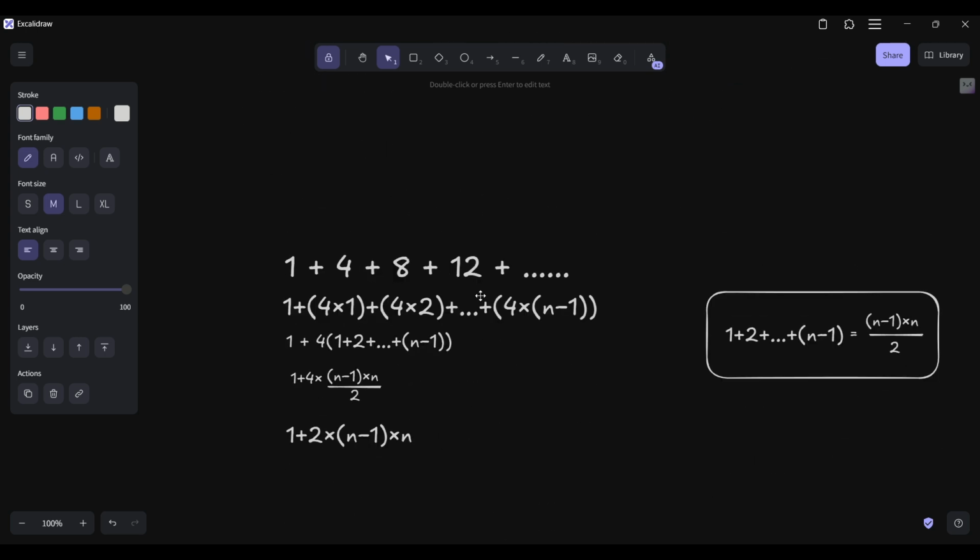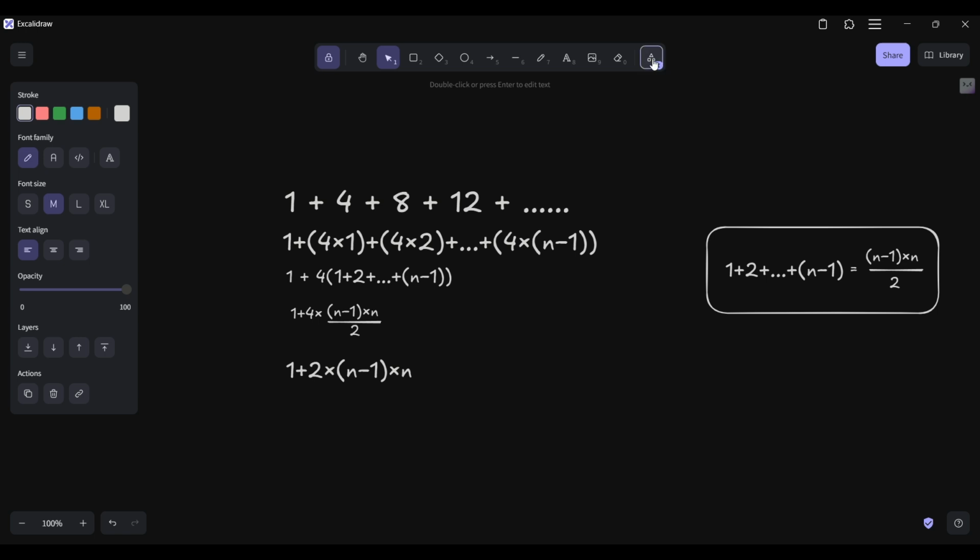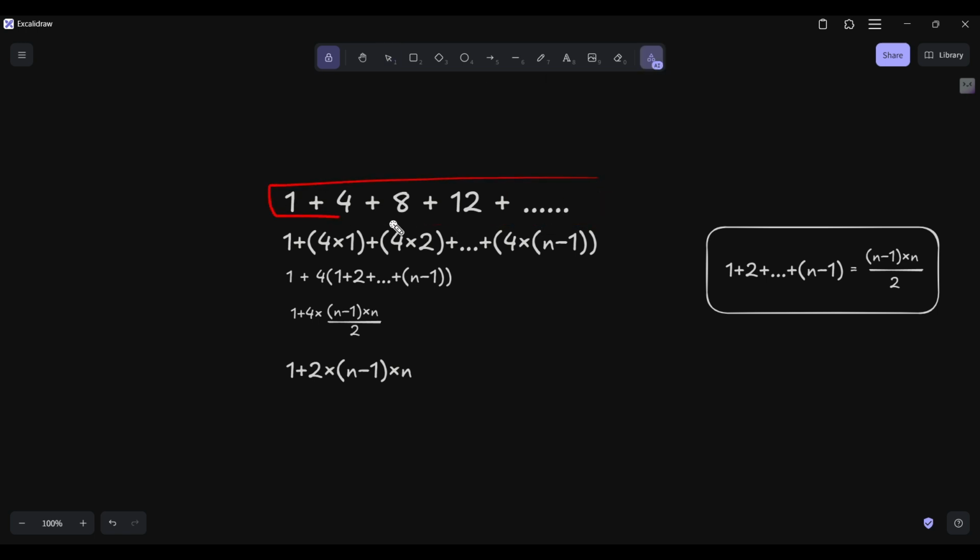Okay, so I have written here the patterns we have seen: 1 plus 4 plus 8, where n is the number of indexes. If n is equal to 4, then we have to return this sum of 4 terms, and if n equals 3, then we have to return this. By this I have drawn a pattern: 4 can be written as 4 into 1, 8 can be written as 4 into 2, 12 as 4 into 3, and so on, up to 4 into n minus 1. We can take 4 common from here, and the pattern will be 1 plus 2 plus 3 dot dot dot up to n minus 1.